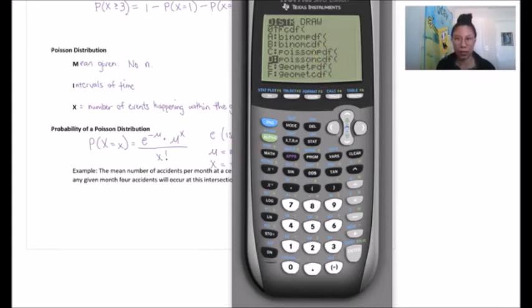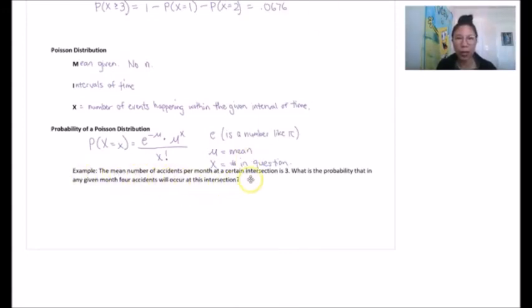specific value for x. So like our question, the mean number of accidents per month at a certain intersection is 3. So that means the mean is 3 here. And then the number that they're asking about is the 4 accidents that will occur in the given month. So that given month is like the interval of time that they're asking about. And so that part doesn't really do anything to the problem. It's just how you can tell this is going to be a Poisson distribution, when they give you the mean and they give you a time period. Okay, so plugging into the formula, and then I'll show you also how to do it in the calculator.